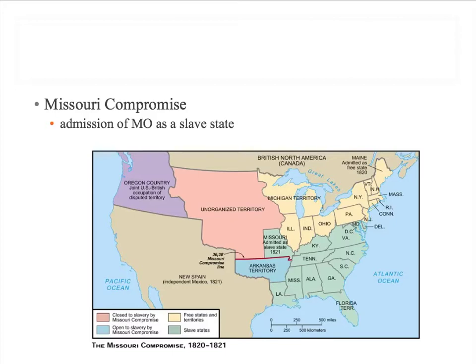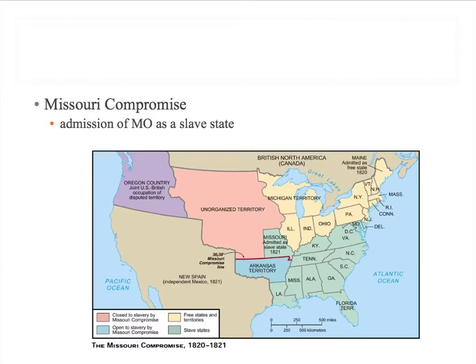So they cause a big ruckus about it and everything, and what they end up doing with the Missouri Compromise, and compromise is the key word here, is Maine's going to come in as a state, but it's going to be non-slavery, okay? So that's going to keep the sectional balance.